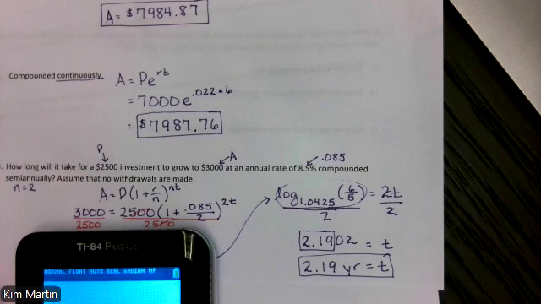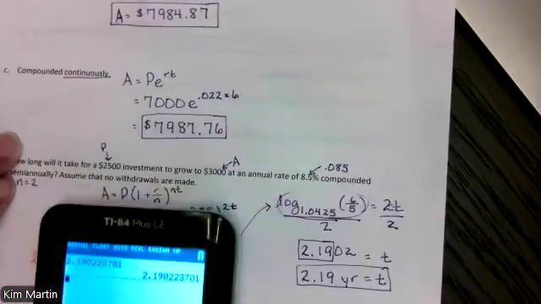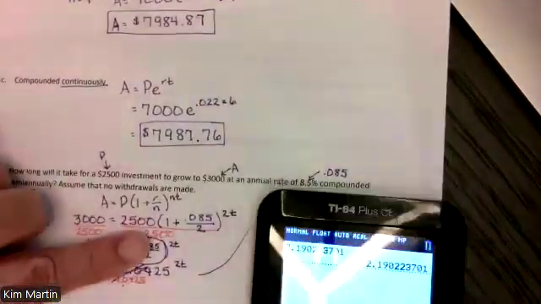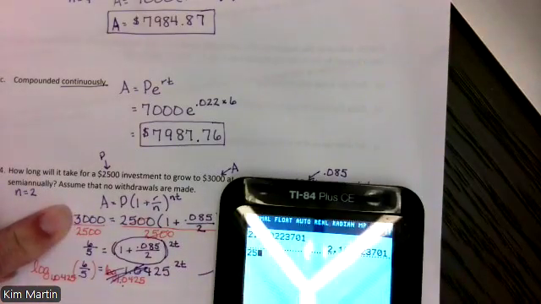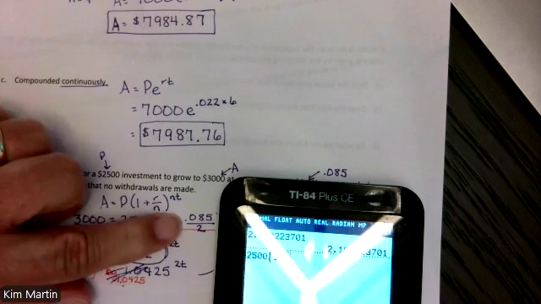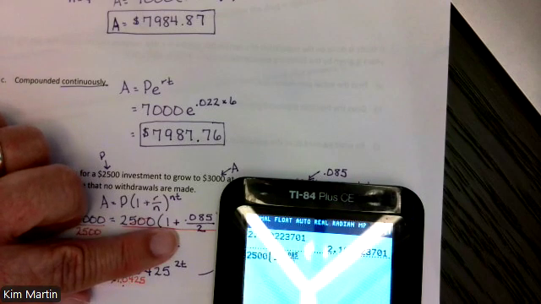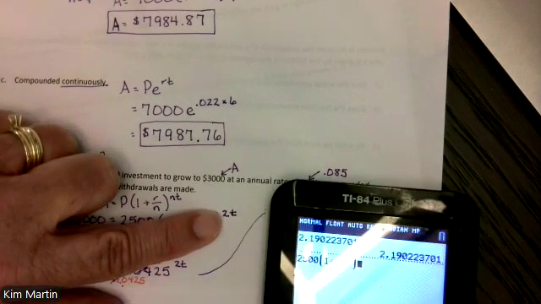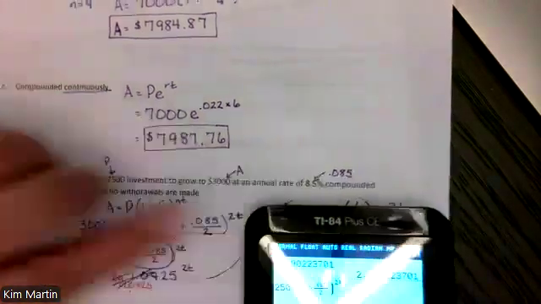Okay, so this answer here was that. I can check that answer by plugging this in and seeing if I get 3,000: 2,500 times 1 plus my fraction of 0.085 over 2, raised to the 2 times that big long number.